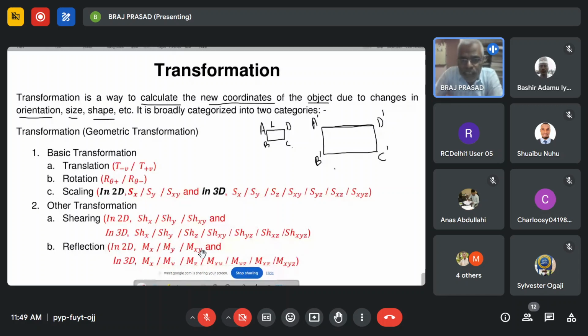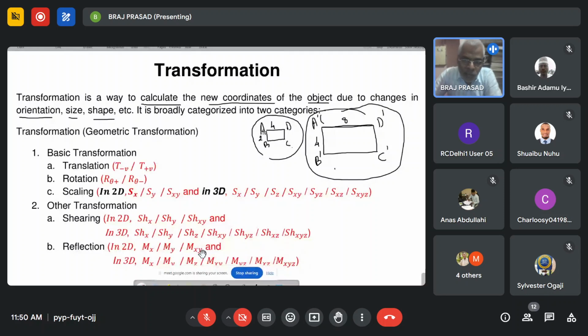So if this is 4 centimeter and this is 2 centimeter, then 4 into 2 is 8 centimeter length, and 2 into 2 is 4. This type of change is called scaling. In this example, I have scaled this rectangular object into a new rectangular object, and the coordinates of A, B, C, D become different. So the coordinates of A, B, C, D change. So this new coordinate will be determined. What will be the coordinate of this?